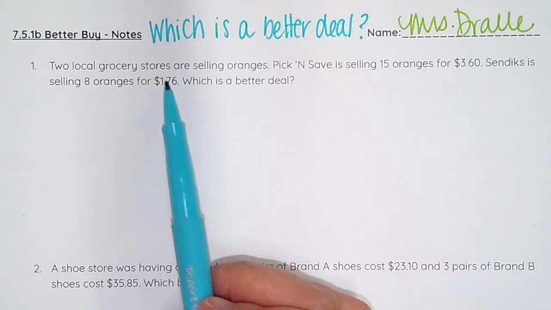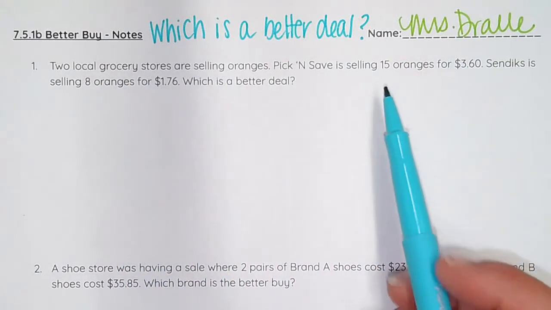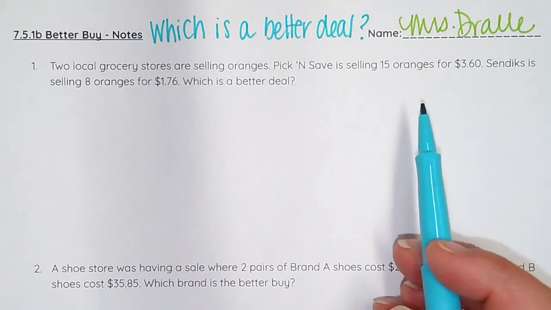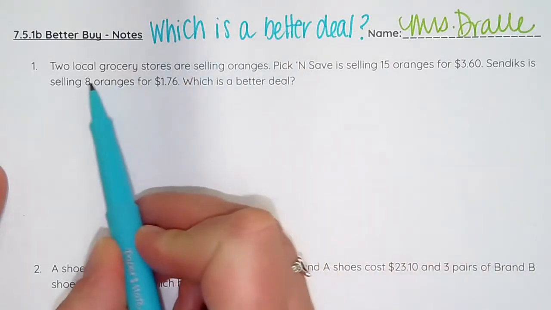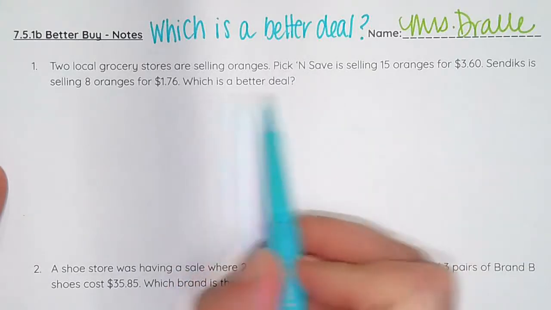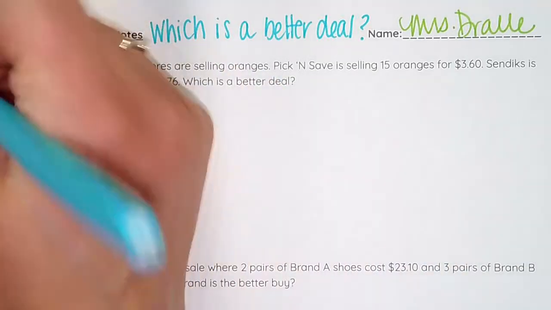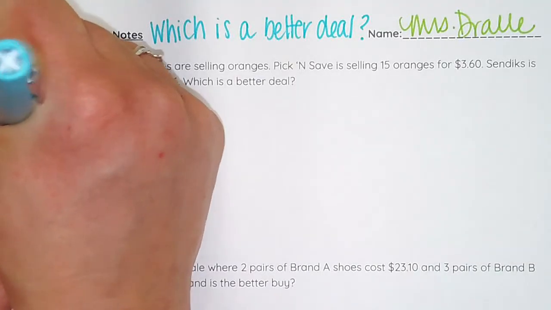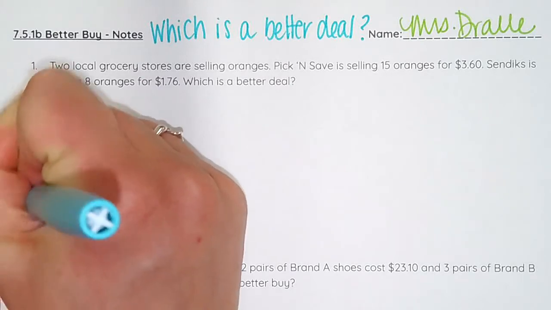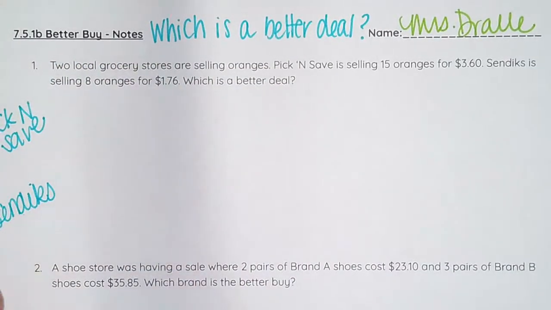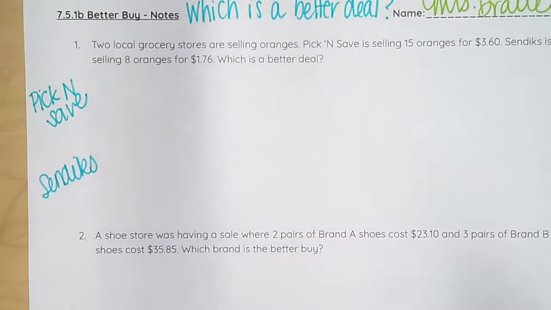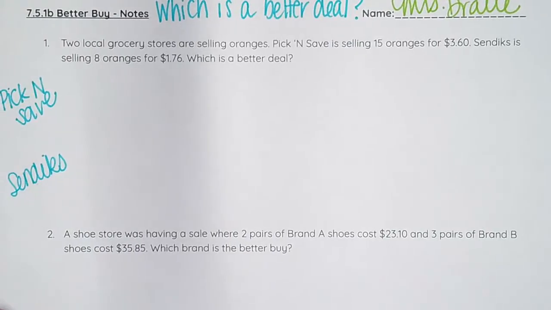As of right now, though, all these numbers don't match. So what we need to do is find the unit price per orange, okay? So we want to know how much one orange at each of these places is so we can determine which is the better deal. So I'm going to go ahead and start by labeling. So we have one store, which is Pick and Save, and the other, which is Sendix. I want to make sure to label always, so that I can go back and easily see which is which.